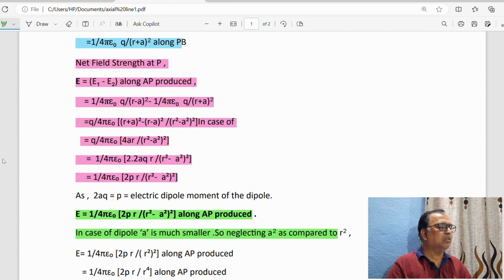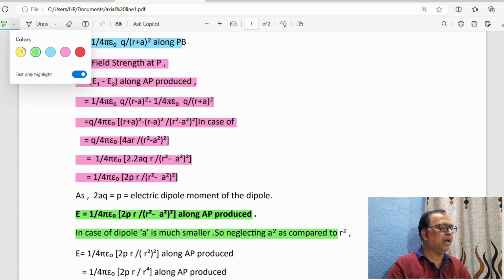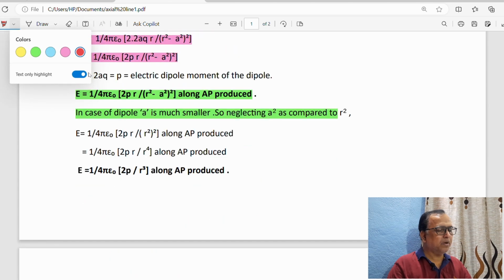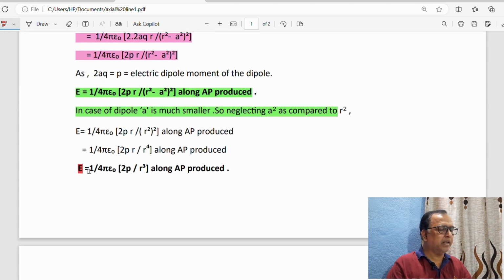So that is the net field strength of the dipole in an electric field.